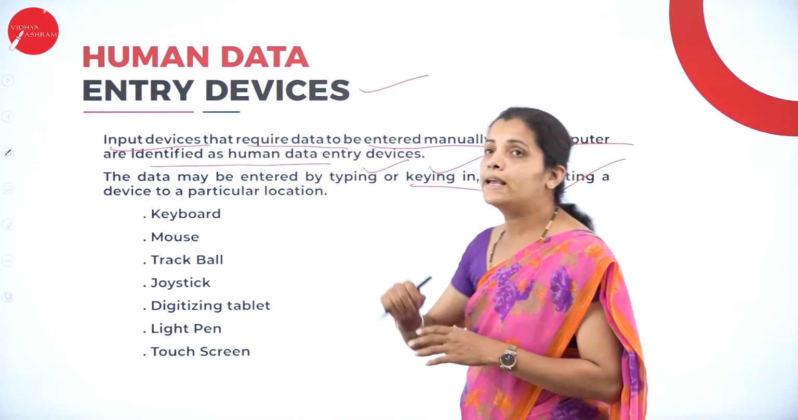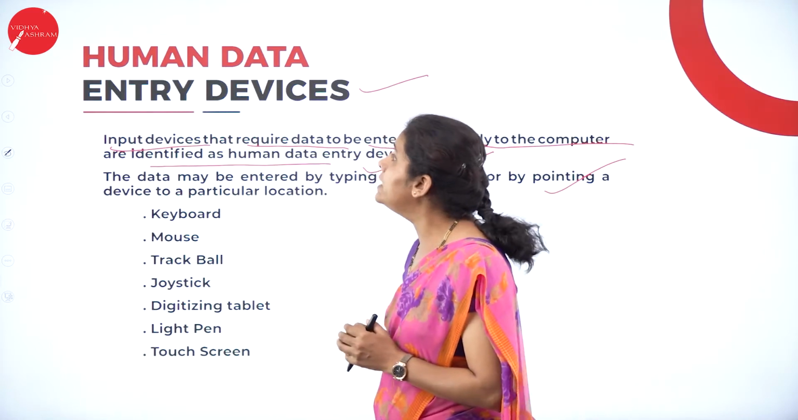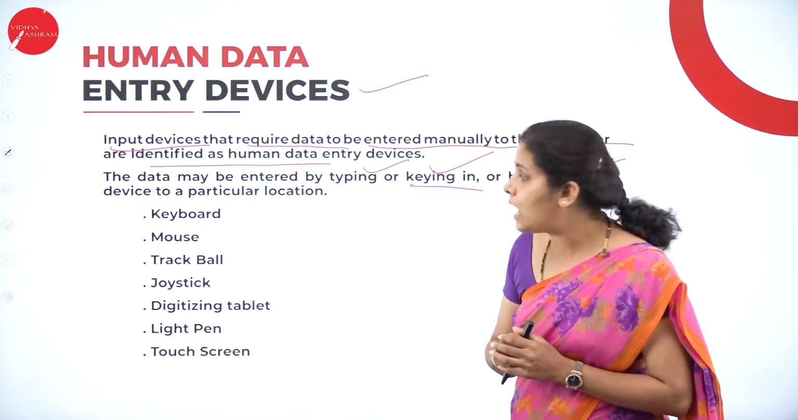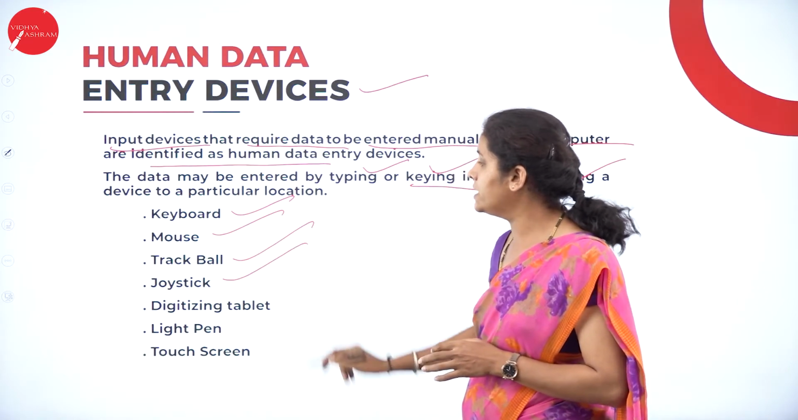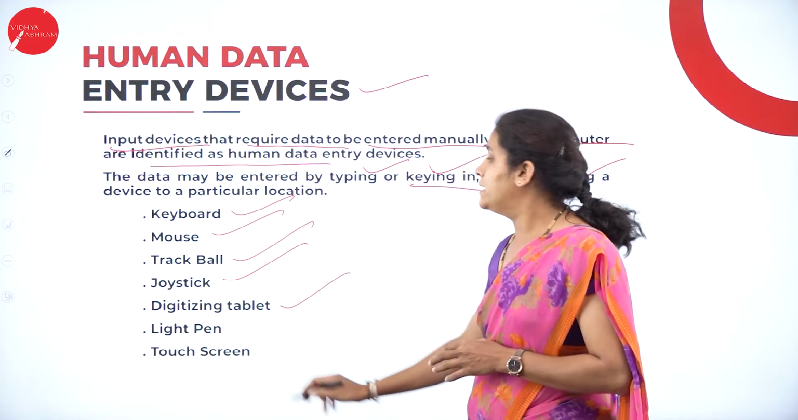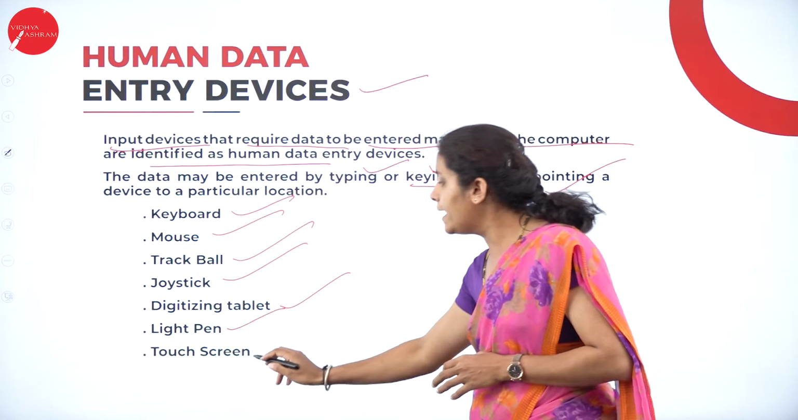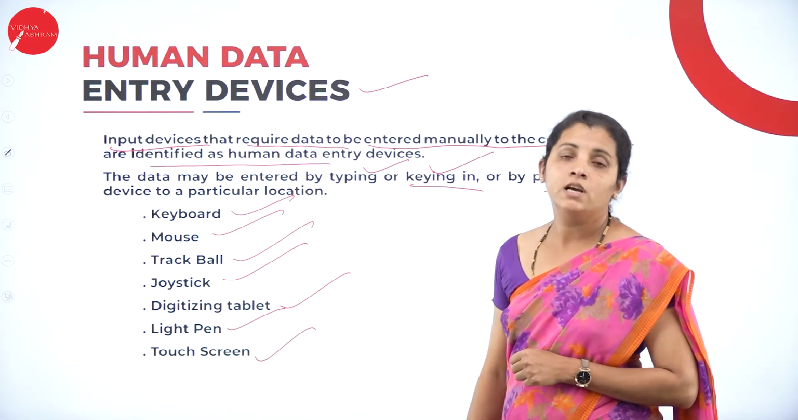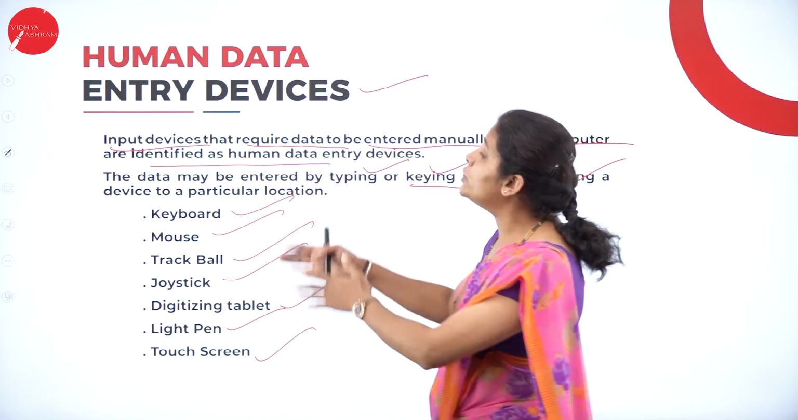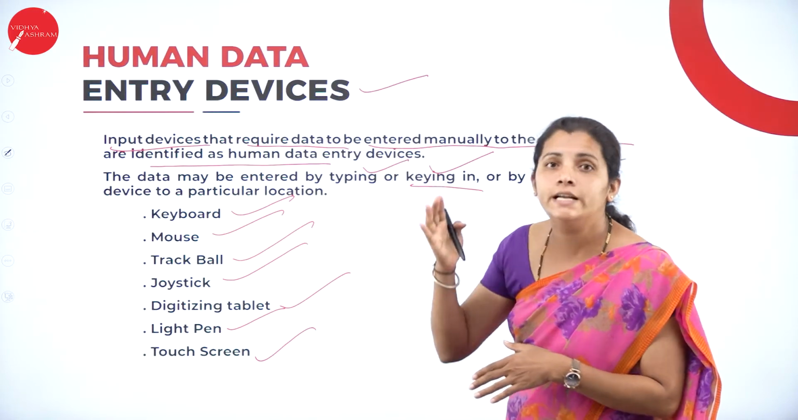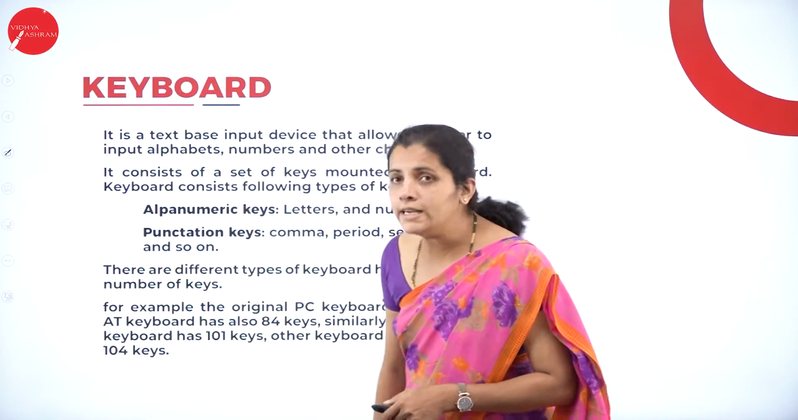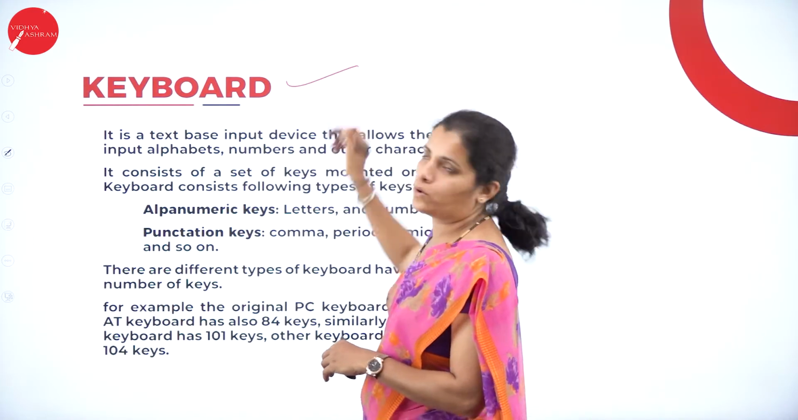Some of the examples of human data entry devices are keyboard, mouse, trackball, joystick, digitizing tablet, light pen, then touch screen. In today's session, we are going to study human data entry devices in depth. Dear students, moving on to keyboard.